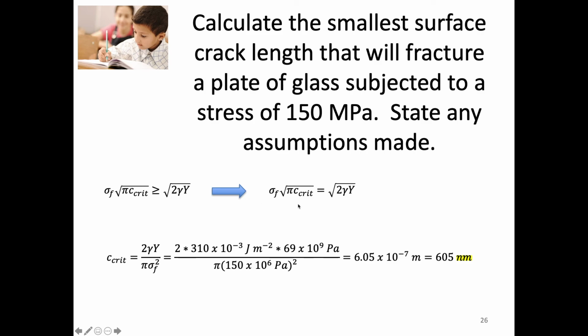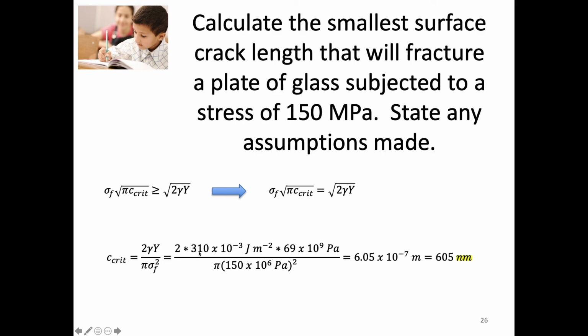So I'm going to set them equal just to make it a little easier for us. Then I'm going to rearrange this expression to solve for the critical size, because that's what we're looking for up here, the smallest surface crack length that will occur. If I rearrange it, I get 2 times the surface energy times the elastic modulus over pi, and then the stress squared. And if I put in all of these values, instead of using the literature value, I'm going to plug in the same values I used.